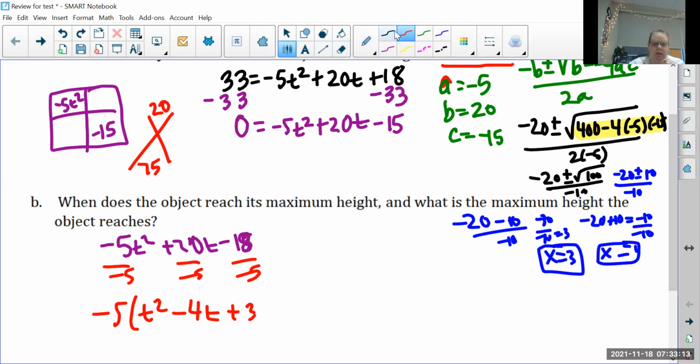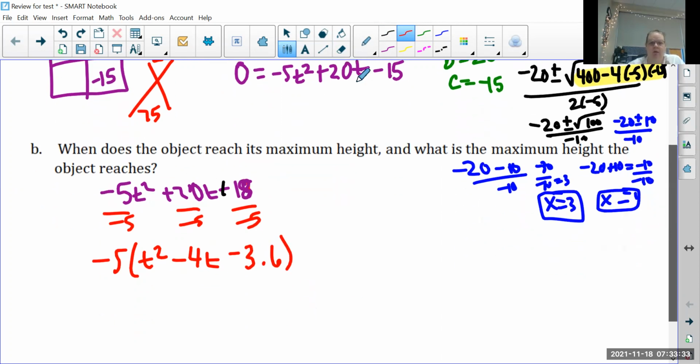This is a positive 18. So you get a negative 3.6. So again, I went back to the original equation, not the equation we made for A, and that was my fault. So I'm dividing positive 18 divided by negative 5, so I get negative 3.6. Right, so then the first thing we need to do now is divide by B. So I'm going to divide B by 2, and I get negative 2. So I'm going to have negative 5 times t minus 2, because negative 4 divided by 2 is negative 2, squared.